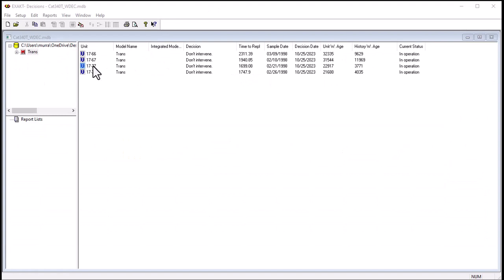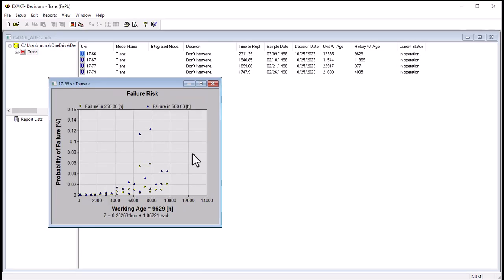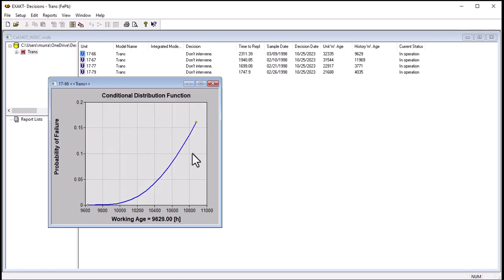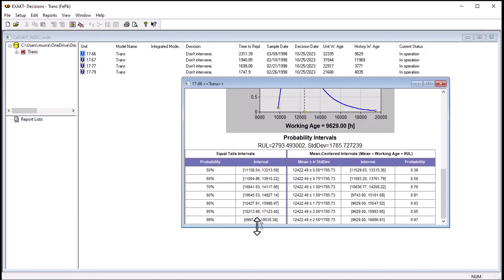If we go back to the decision agent report, we can drill down to any unit and get all of the information we need to justify a replacement. The optimal decision graph, failure probability in the next observation interval, the conditional probability of failure, the conditional density function, and a table of failure probabilities within various future time windows.